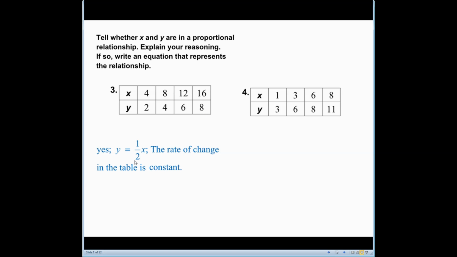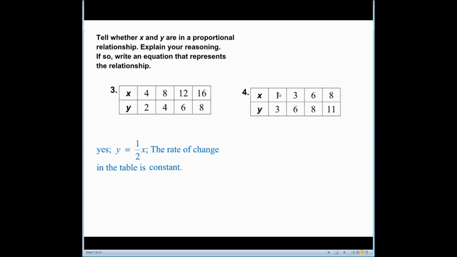So that's why the formula y equals 1/2 x, which follows the format y equals m times x, shows that this x and y are in a proportional relationship. Okay, let's look at number 4.